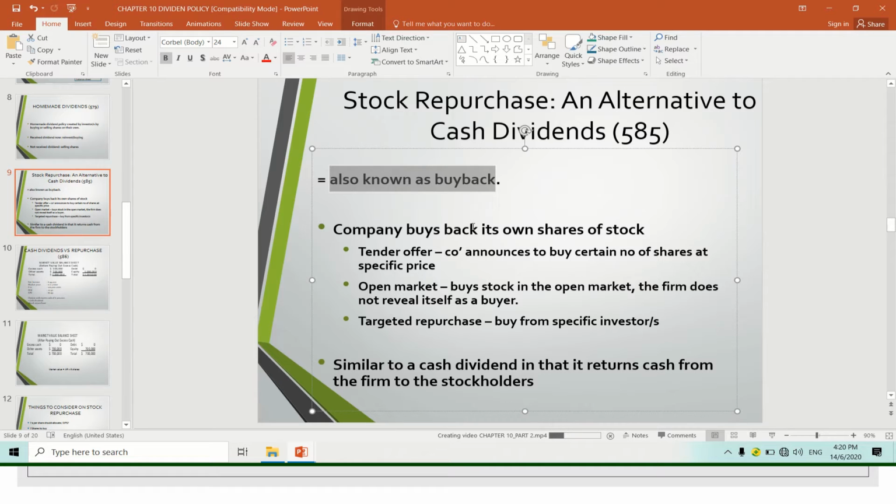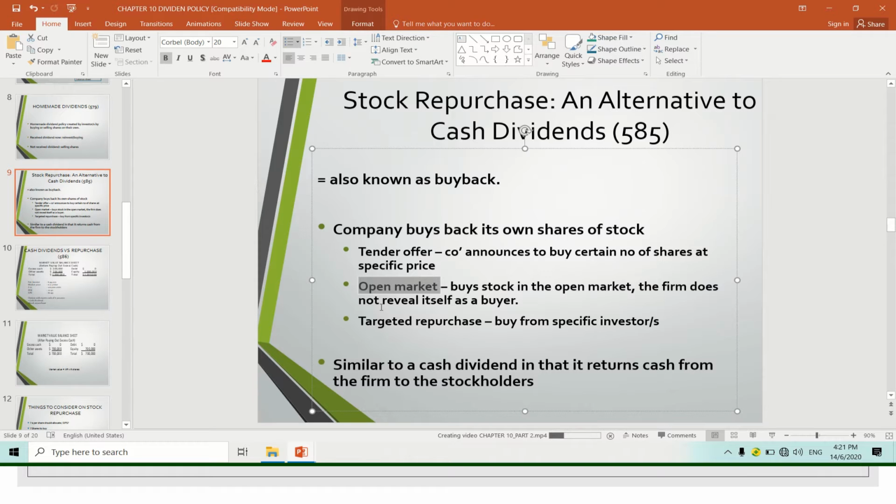The way that a company will buy back shares from its shareholders is either through tender offer, open market, or targeted repurchase. For the tender offer, the company will announce to the public that the company will buy back stock in the market on a certain date. That means all investors know that the company will do a buyback, or a stock repurchase.